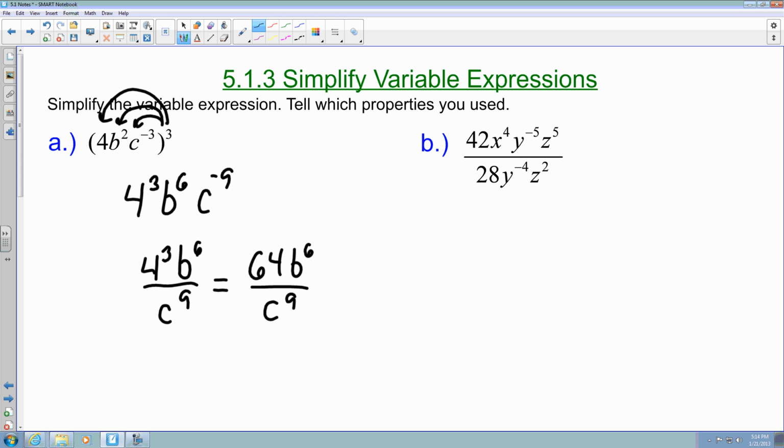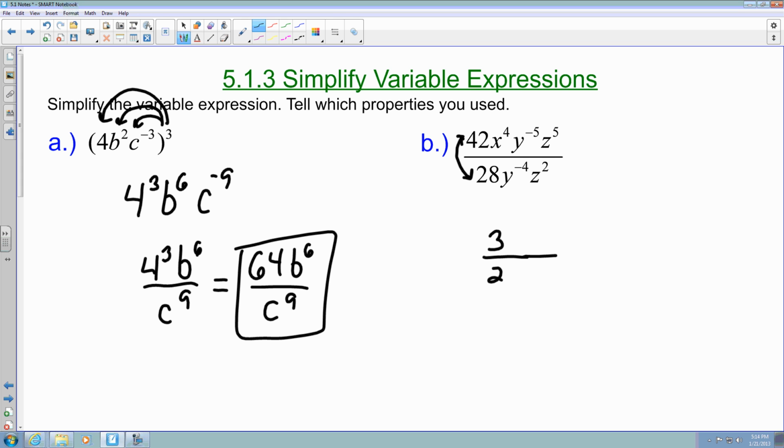Okay, and that's your answer. If we look at example B, I have 42 x to the 4th, y to the negative 5th, and z to the 5th. And I have 28 y to the negative 4 and z squared. So first thing I'm going to do is simplify my 42 divided by 28. And that ends up simplifying to 3 over 2.